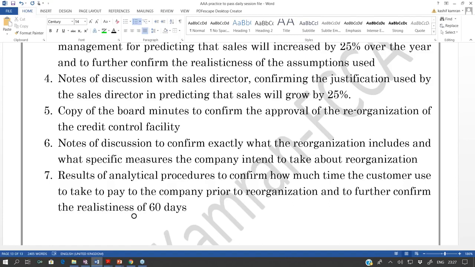Because prior to the reorganization, for example, they were taking 100 days. Now, post reorganization, they're taking 60 days. So, is that a justifiable reduction? Because that's a very sharp reduction.